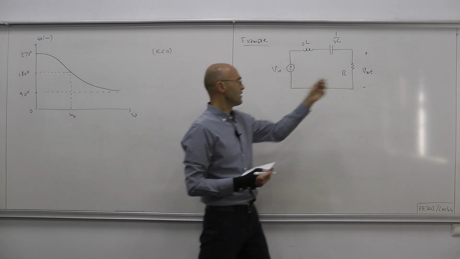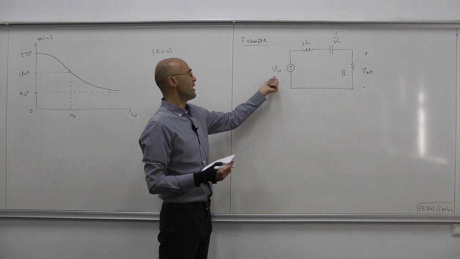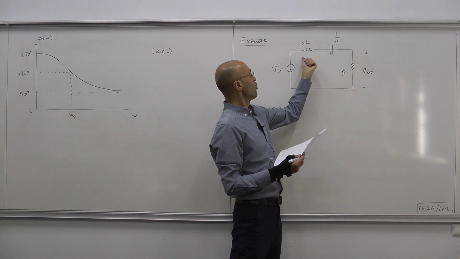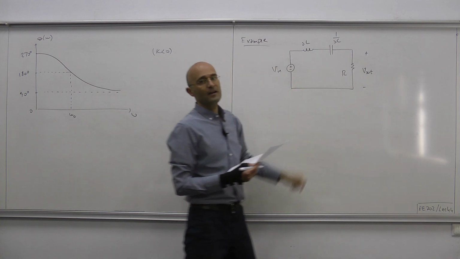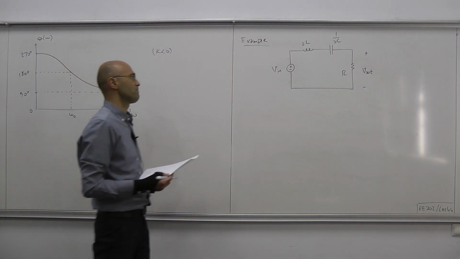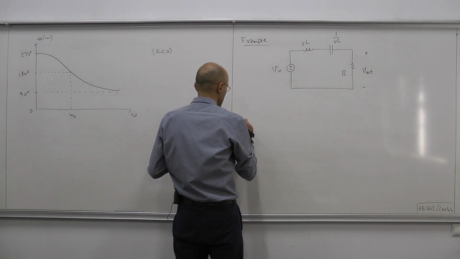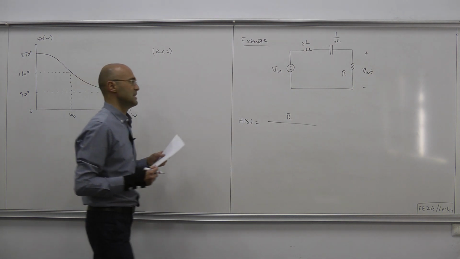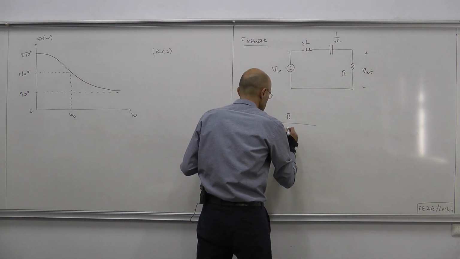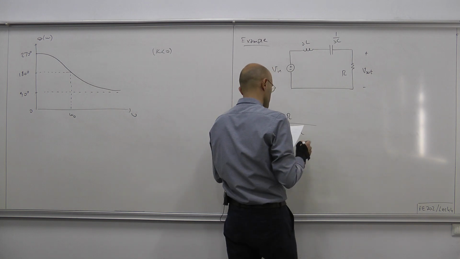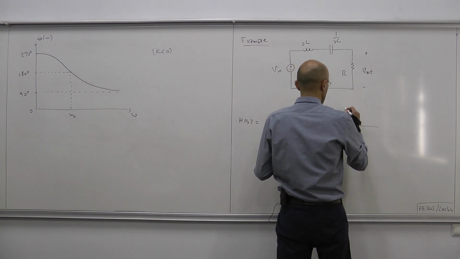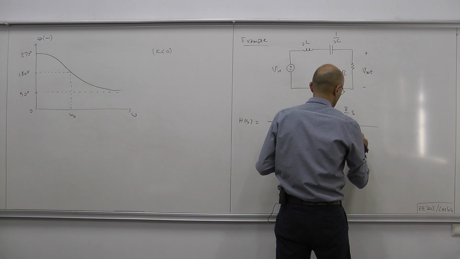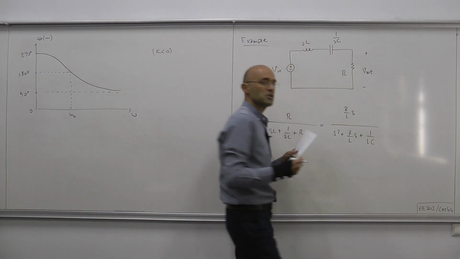So the transfer function is very easy to compute in this case. V out of S divided by V in of S, by simple voltage division, equals R over the overall impedance seen by the source, the input voltage. So H of S equals R over the input impedance, SL plus 1 over SC plus R, which can be written as (R over L) S over S squared plus (R over L) S plus 1 over LC.